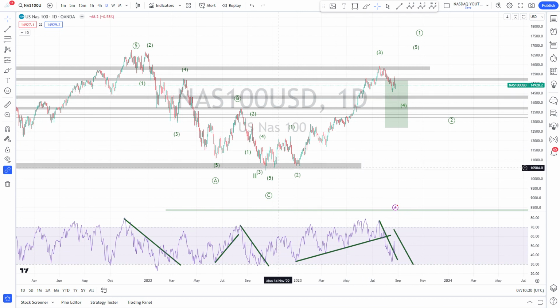My primary scenario would be that we are doing now this wave 4, and that we then need our wave 5 up to finish this wave 1, and then we should be ready for a bigger pullback as a wave 2.